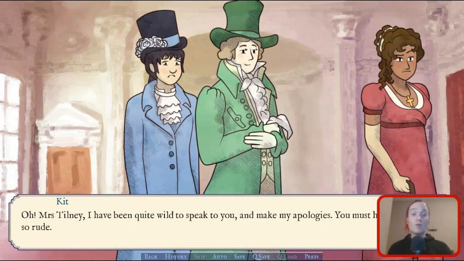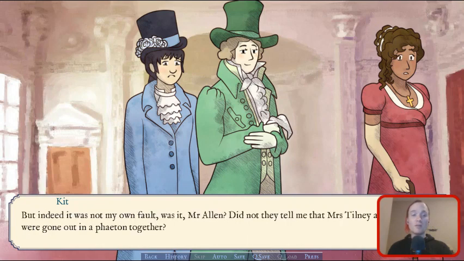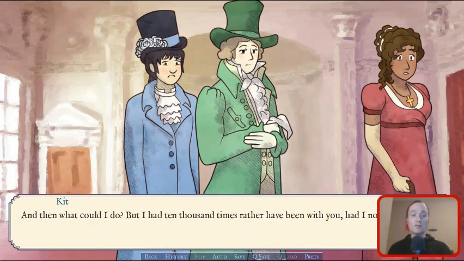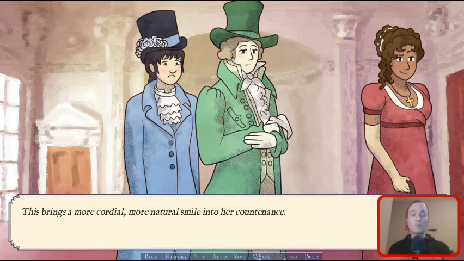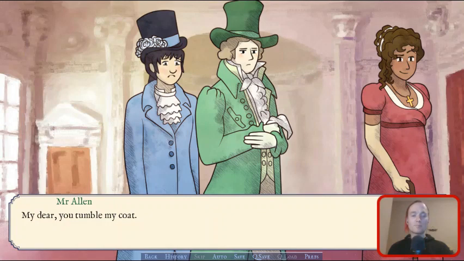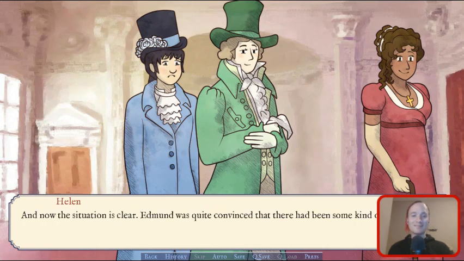Oh, Miss Tilney, I have been quite wild to speak to you and make my apologies. You must have thought me so rude. But indeed, it was not my own fault, was it, Mr. Allen? Did not they tell me that Mr. Tilney and his sister were gone out in that phaeton together? And then what could I do? But I had 10,000 times rather have been with you, had I not, Mr. Allen? This brings a more cordial, more natural smile into her countenance. My dear, you tumble my coat. I do not know what that phrase means.